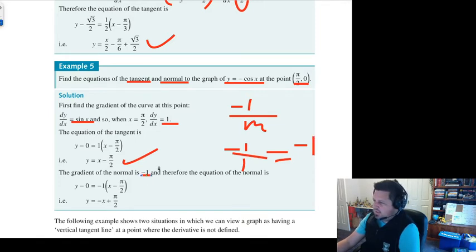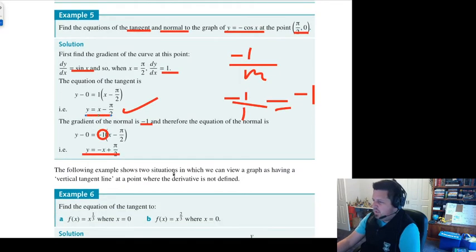In this particular case, we already had the point. The equation is just going to be the same, except that the gradient is going to change. Simplifying things down, you get y equals -x plus pi on 2. So you've got both: that's the normal, and here is the tangent worked out.